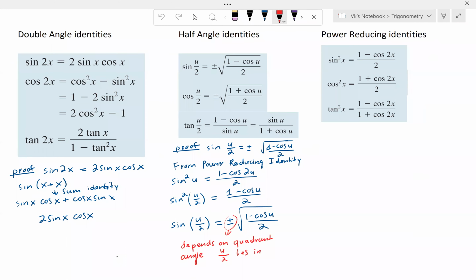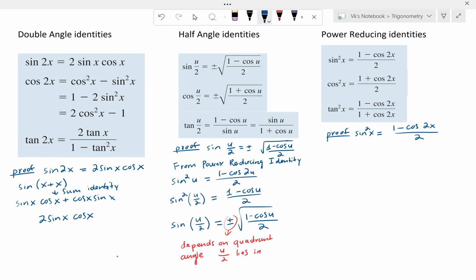Let's prove one of them. Well, since we use the power reducing identity in the proof of half angle identity for the sine square, let's prove that sine square x is exactly 1 minus cosine 2x over 2.